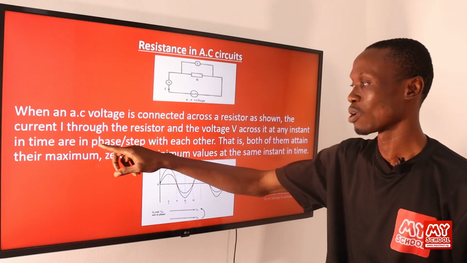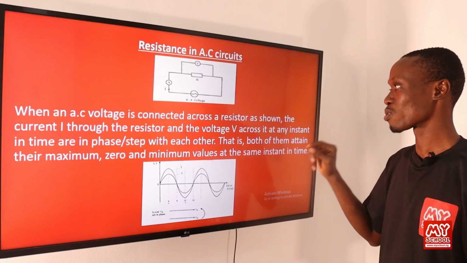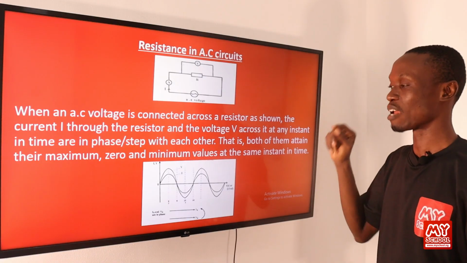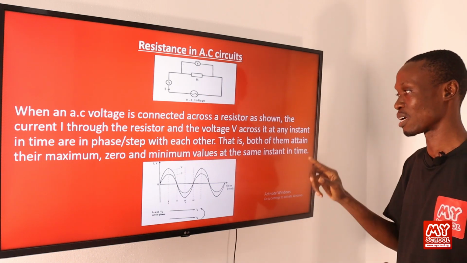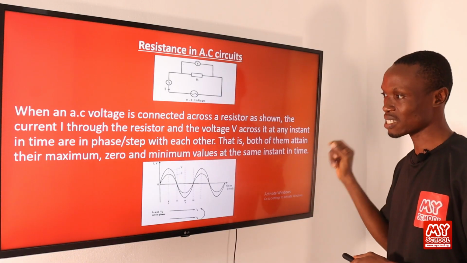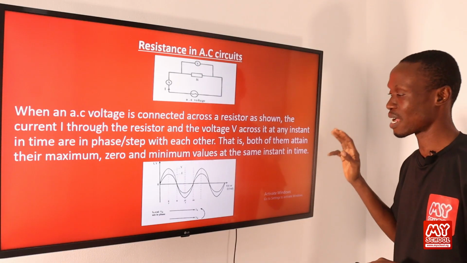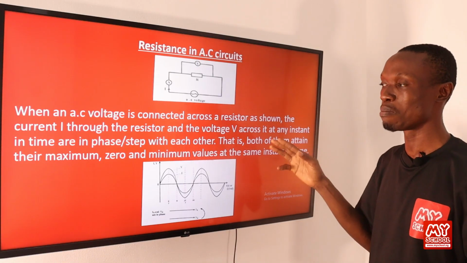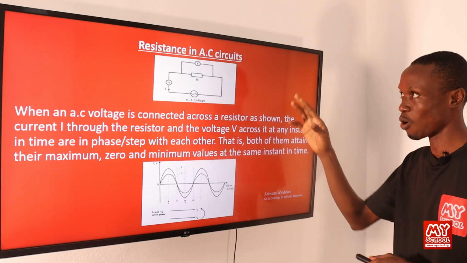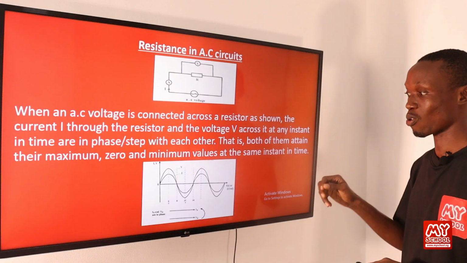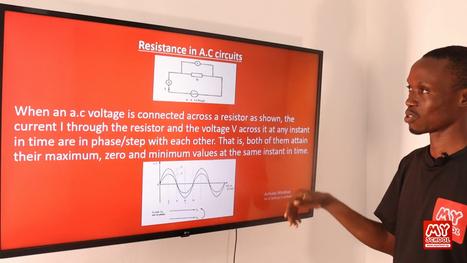This is also worth taking note of, that whenever an AC voltage is connected across a resistor, the current and the voltage are in phase, or you can say they are in step with each other. That is, both of them attain their maximum, zero and minimum value at the same instant in time. So basically that's what we mean by in phase or in step. This is the graphical representation of an AC voltage that is connected across a resistor, and this is the vector diagram. Let's move to the next slide.